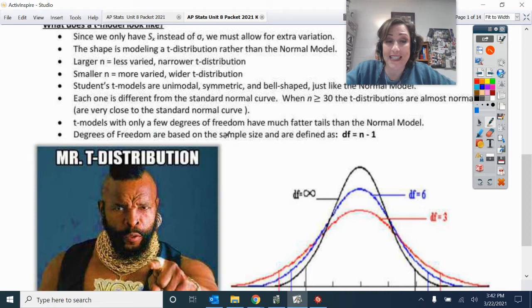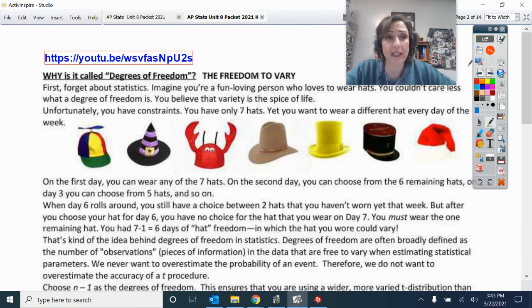So degrees of freedom are based on the sample size and defined as df equals n minus 1. So this is going to tell us which T curve to go look up the math for. So again, degrees of freedom, n minus 1, comes from sample size minus 1. That's going to tell us which T curve to go get the math from. Okay, so what is this thing called degrees of freedom? What in the world is that? Well, let's talk about that.